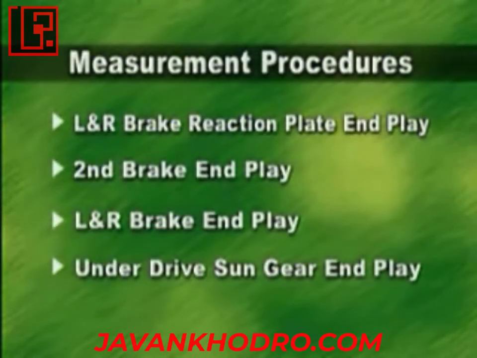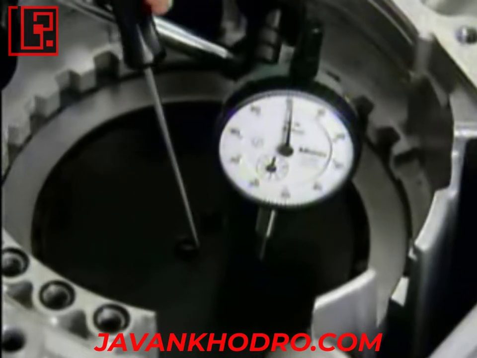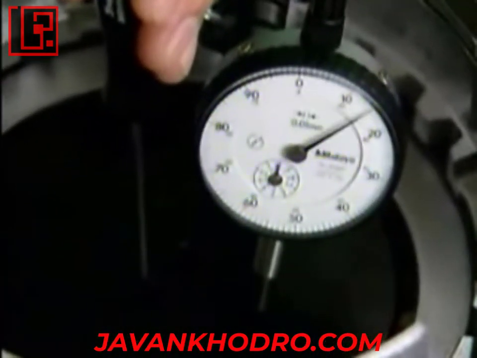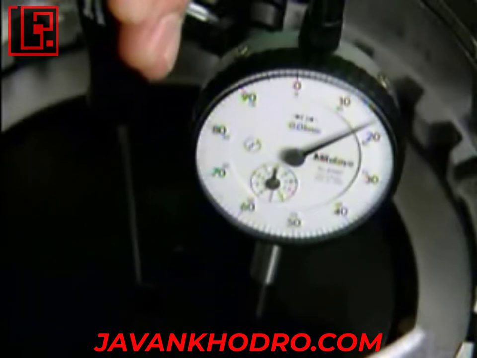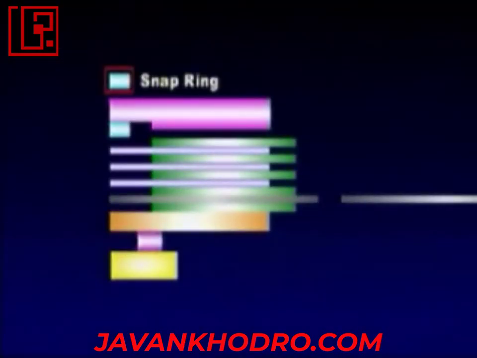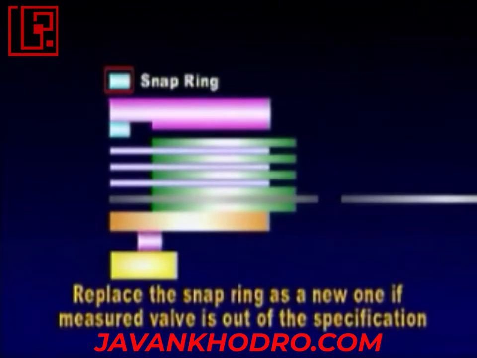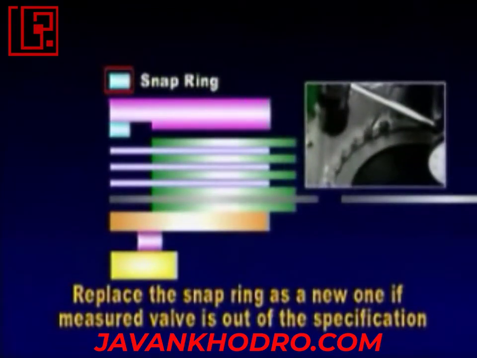Secondly, let us explain the measurement and adjustment of end play of second brake. To measure the end play of second brake, the end play value of reaction plate should be normal. In other words, if the end play value of reaction plate exceeds the specification, adjust the end play value by changing the snap ring with a new one to measure the end play of the second brake.